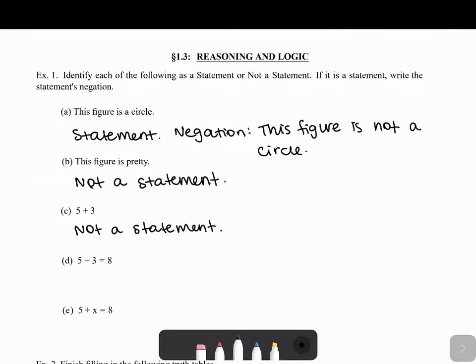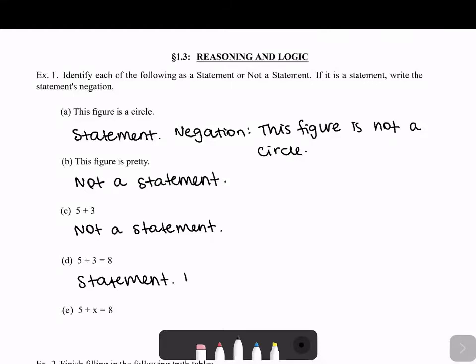Okay, D says 5 plus 3 equals 8. So this one is a statement, because we can tell if this is true or false, right? We know, because we know how to add numbers, that 5 plus 3 actually is equal to 8. So this is a true statement. Whereas you can see part C, 5 plus 3, there was no equal sign or anything to assess the truth value of. So part D, 5 plus 3 equals 8, that's a statement.